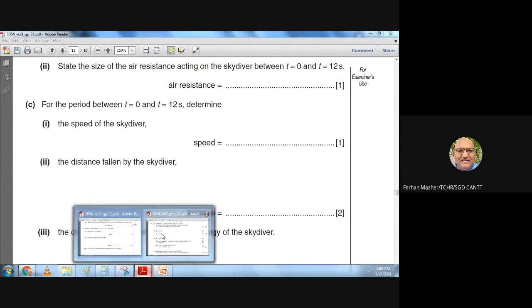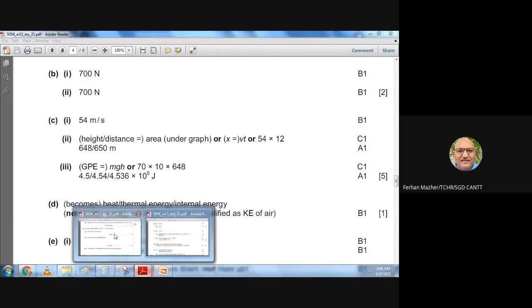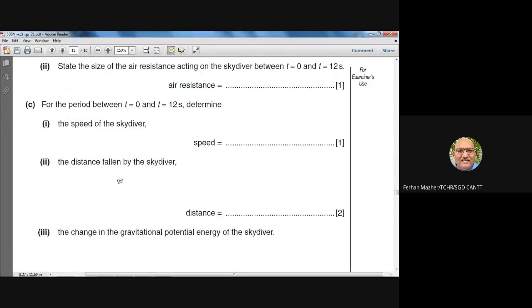Let me check the marking scheme. Yeah, the marking scheme says 54 meters per second. So we are good. Now, the next thing, the distance fallen by the skydiver from t = 0 to t = 12 seconds.